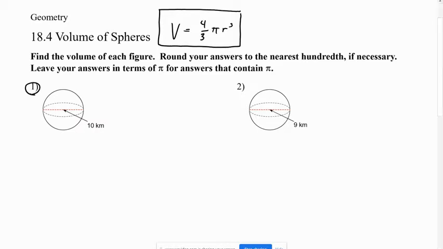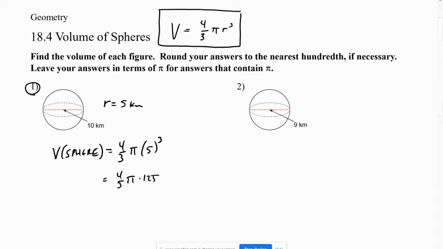Since the diameter is given as 10 kilometers, that means the radius must be 5 kilometers. So to find the volume of the sphere, we'll do 4/3 pi times radius cubed. So that's 4/3 pi times 125, because 5 times 5 times 5 is 125. And so then that is 500 pi over 3. So there's our exact answer.